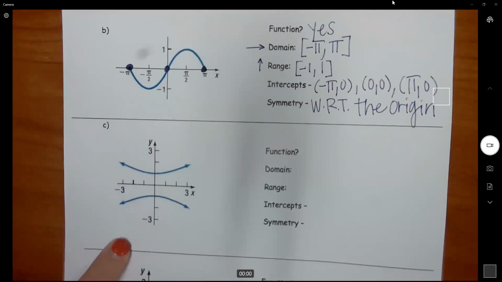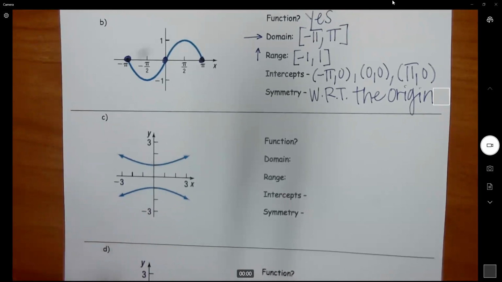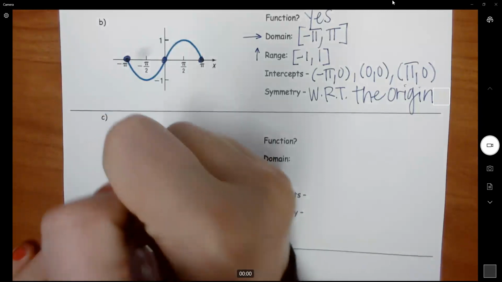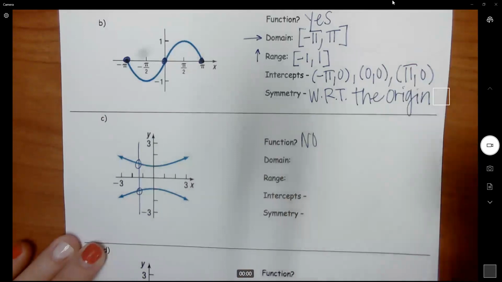Okay, on C, is this a function? No matter where you put a line on here, it's going to intersect twice. So this is not a function.